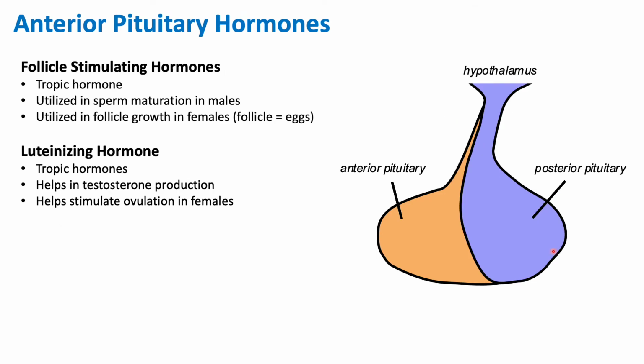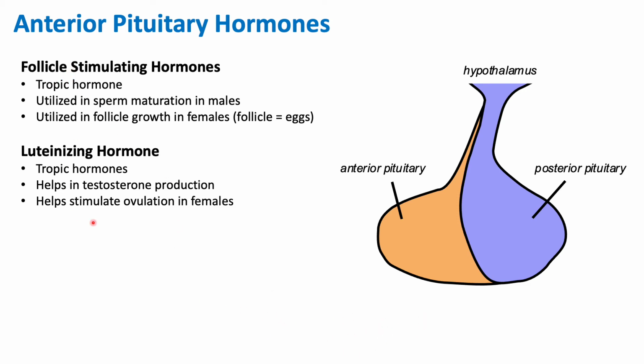Now we'll take a closer look at the different types of hormones produced by the anterior pituitary. Remember that whenever the hypothalamus produces the gonadotropin releasing hormone, the key word being gonad, so it relates to the gonads of the males or females, the gonadotropin releasing hormone will stimulate the anterior pituitary to release follicle stimulating hormone or luteinizing hormone. Both of these hormones are tropic hormones, meaning that they do not directly target the target area. Instead, these hormones are going to target another gland, and that gland will produce another hormone, and that hormone will directly interact with the target area.